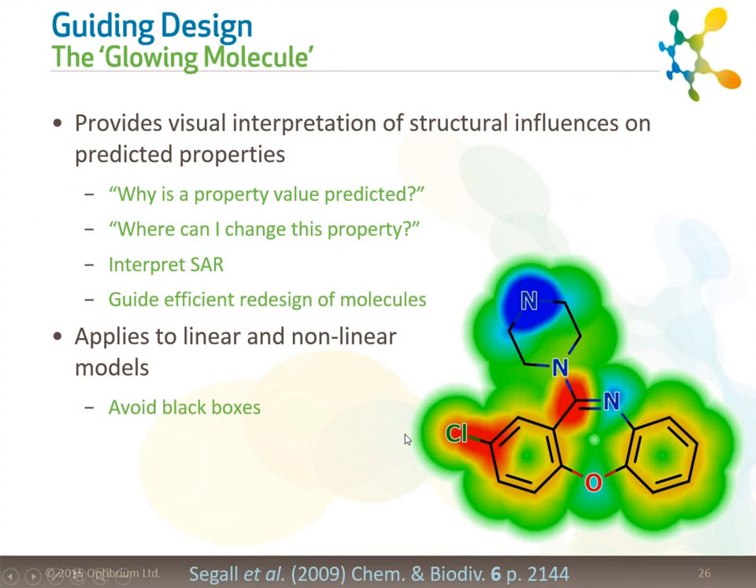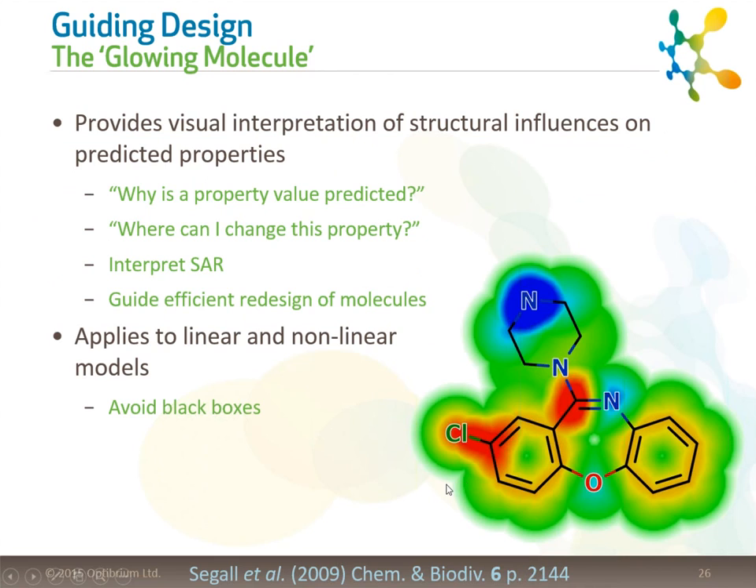And when you bring that all together, you get something we call the glowing molecule. And what this is doing is providing that visual interpretation of the key structural influences on the predicted property. And answering those important questions: if you give a structure to a model and say, what's its property? It says good, bad, high, low. Well, your questions are, why has that model predicted that property? And more importantly, where can I change that molecule to have the biggest impact on changing its property?